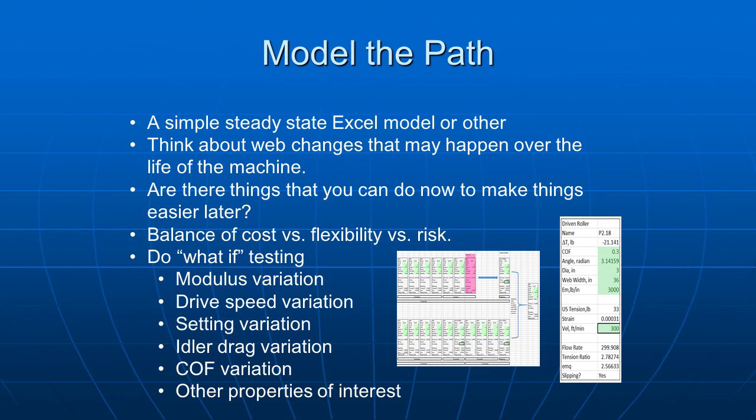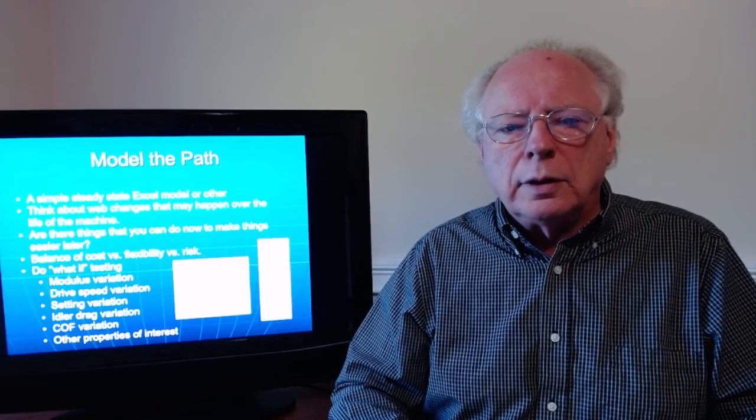But what you can do with this is go back and ask what if changes. What if I change the modulus? What does modulus variation look like? What does my dry speed variation look like? How much variation is there in settings? How much variation is there in idler drag? Coefficient of friction? Any other property of interest that you have that might change? You can do your what-if testing and go all the way through here. There's a lot of things you can look at.